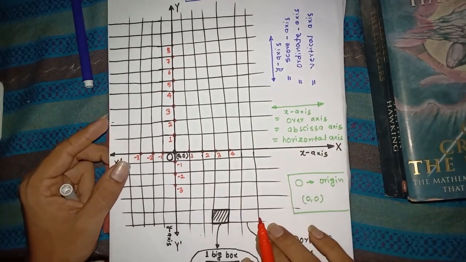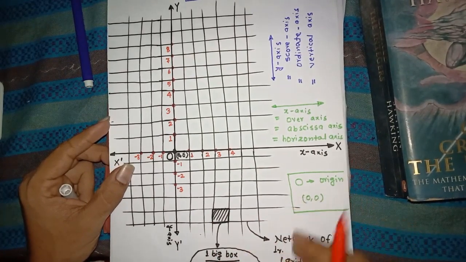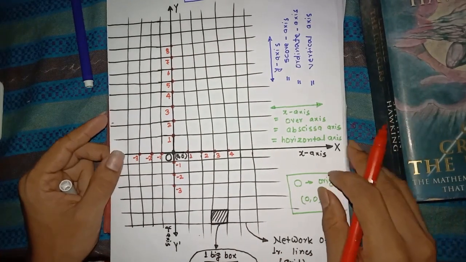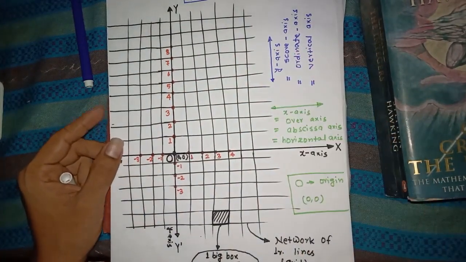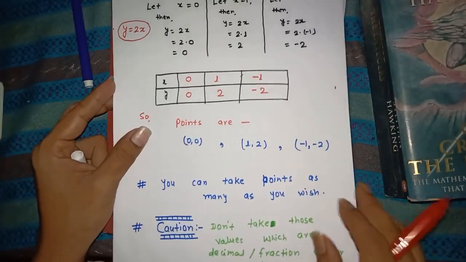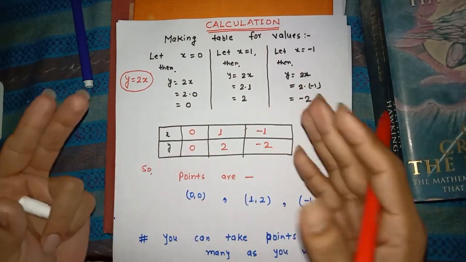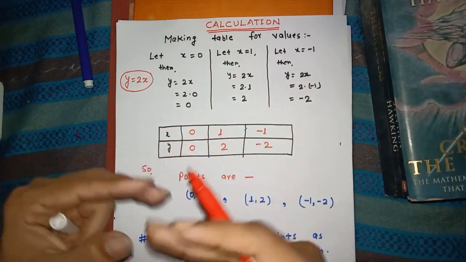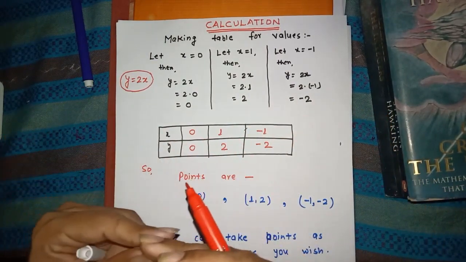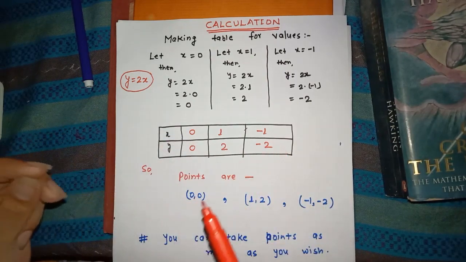So if you want to draw the graph, you have to take some scale, which can be written as one big box. Along the x-axis you can take 1 unit, and along the y-axis you can take 1 unit, this kind of thing. Now the next thing you have to do is make a table for the values. You can take any values for x and y and make a table.